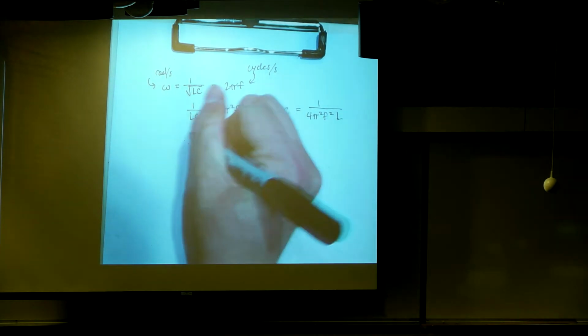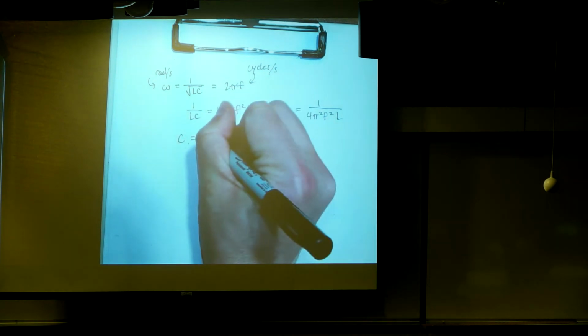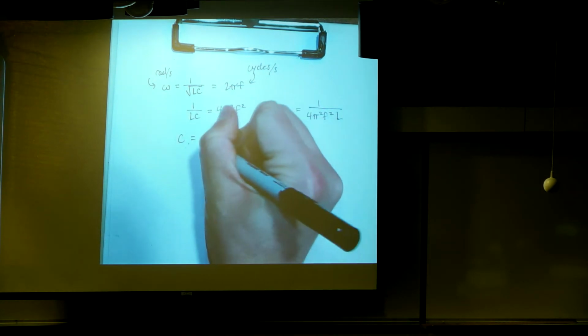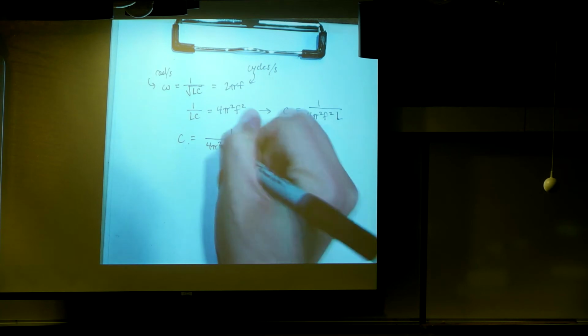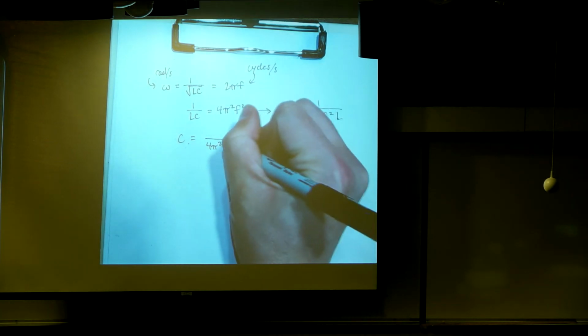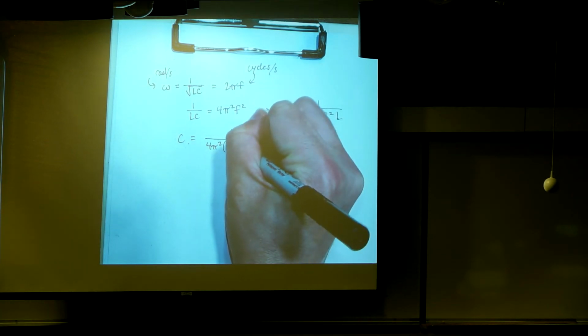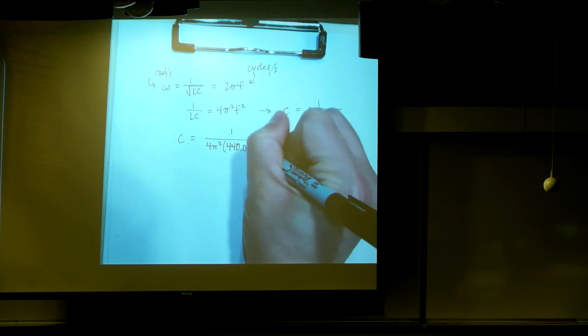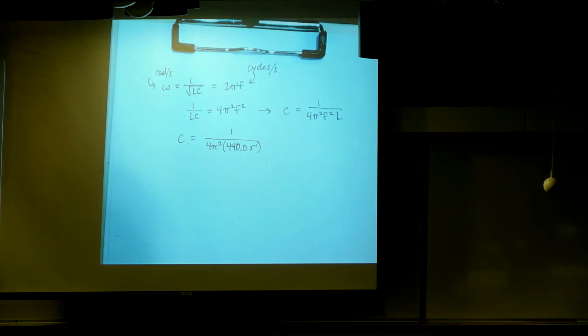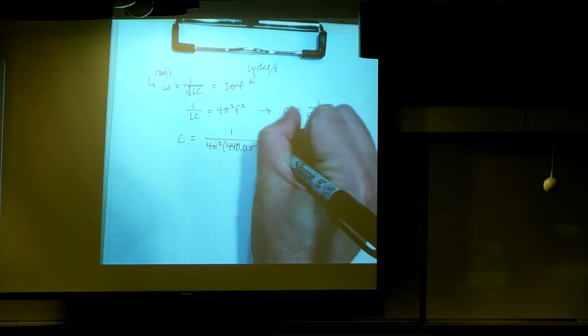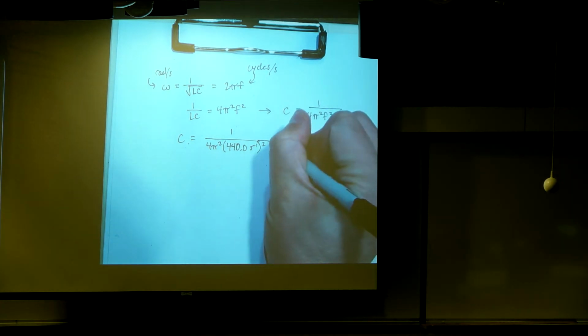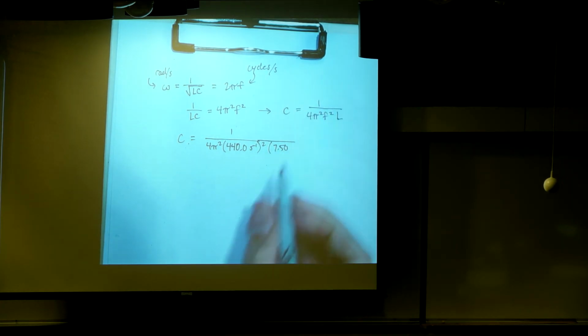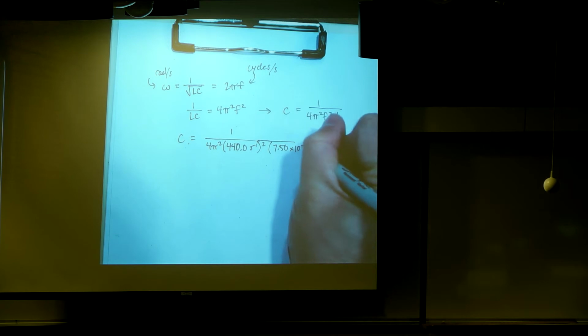So now we'll put in what we know. C is equal to 1 divided by 4 pi squared. Our frequency f is 440 hertz, so that's 440. You can think of that as inverse seconds. We're squaring that guy. And then we have L, which is 7.5 millihenries. That's 10 to the minus 3 henries. Okay?